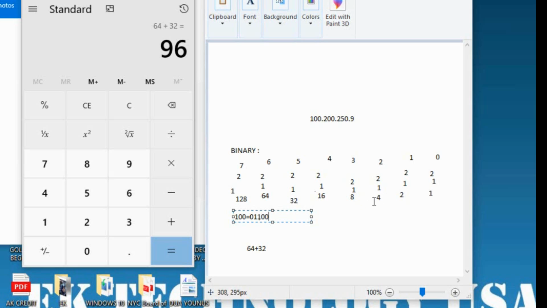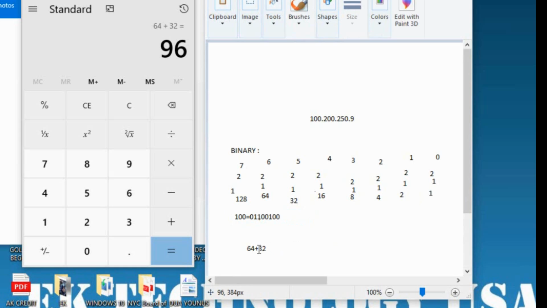Now 4 still off bit? No, I'm sorry, I made a mistake. 4 could not be off bit, 4 should be on bit. Why? Because if we calculate 4 plus 96, right away it gives you the result, which is 100. So the 4 is an on bit, then 2 is 0, and 1 is 0.